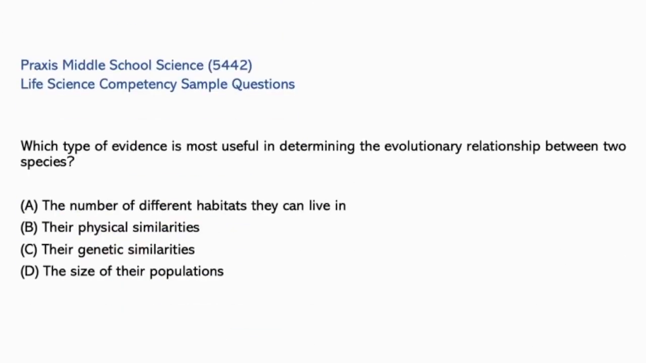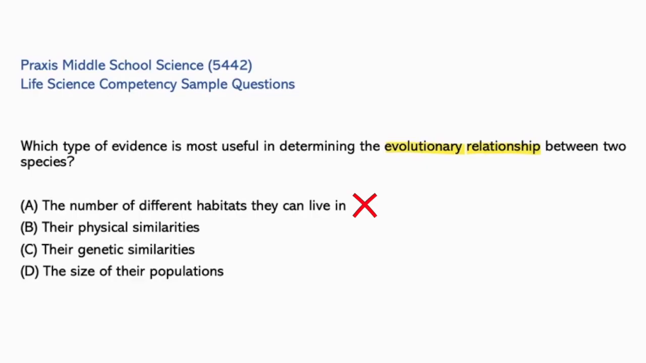Which type of evidence is most useful in determining the evolutionary relationship between two species? A. The number of different habitats they can live in. B. Their physical similarities. C. Their genetic similarities. Or D. The size of their populations. When you see questions about evolutionary relationships, you want to think DNA over appearance. Something helpful to remember is genes don't lie.